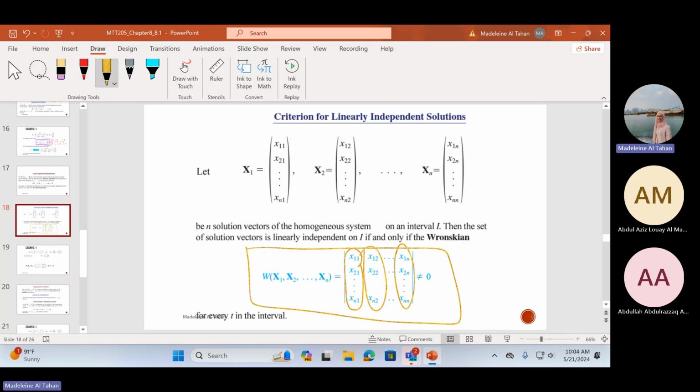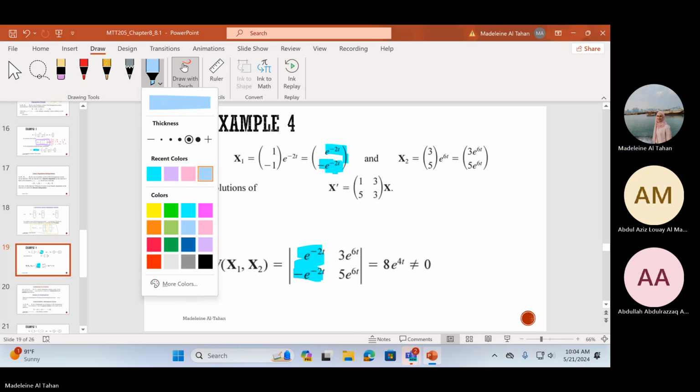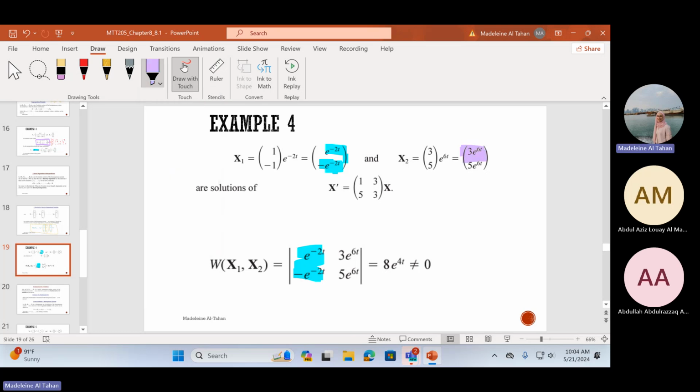Let's apply it. Here we are not asking you to show that there are solutions. You are given the two solutions. Already we showed that there are solutions, right? We need to show now that these solutions are independent. So this vector, we will put it here, and this vector that is here, we will put it here. And we will find the determinant.